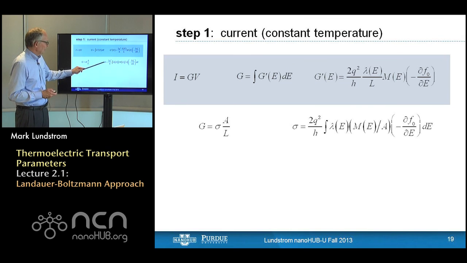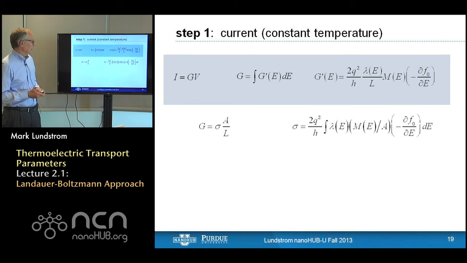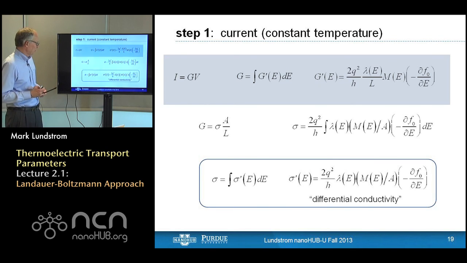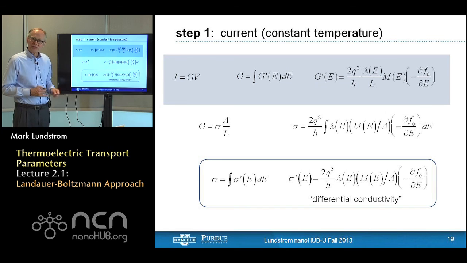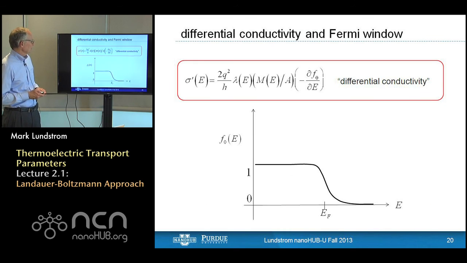The electrical conductivity is 2q squared over h times an integral involving parameters that have clear physical interpretations. So we will write the electrical conductivity as the integral over the differential conductivity over all of the energy channels. The differential conductivity will play a central role in our expressions. It's 2q squared over h, mean free path, times the number of channels per unit area in the cross-section, multiplied by this Fermi window. Okay.